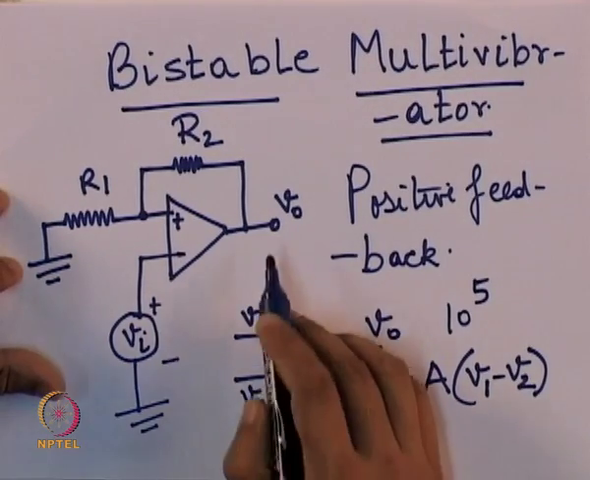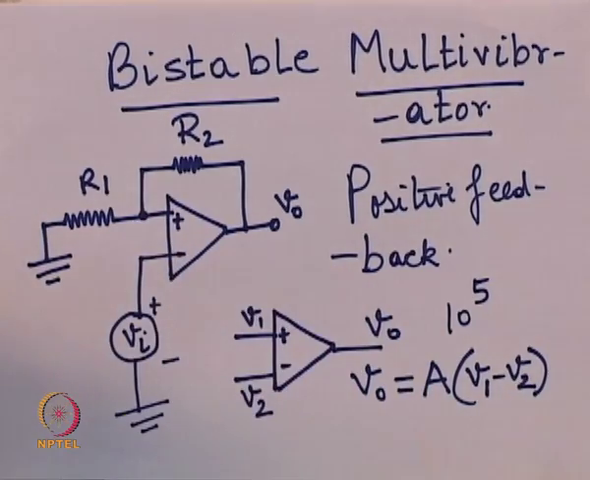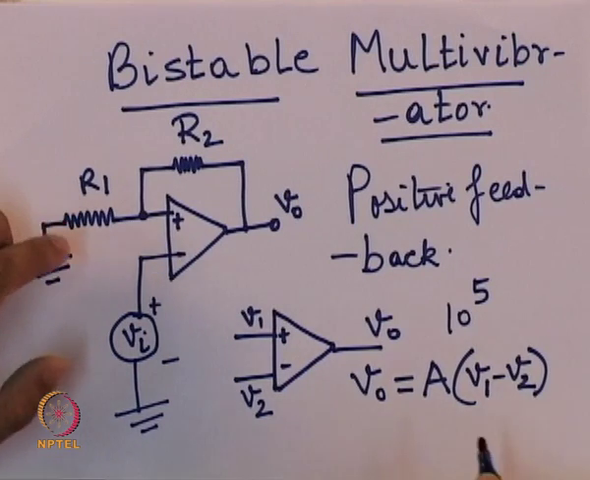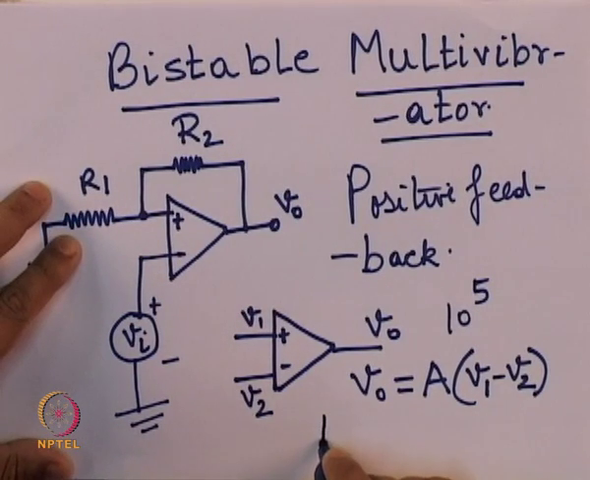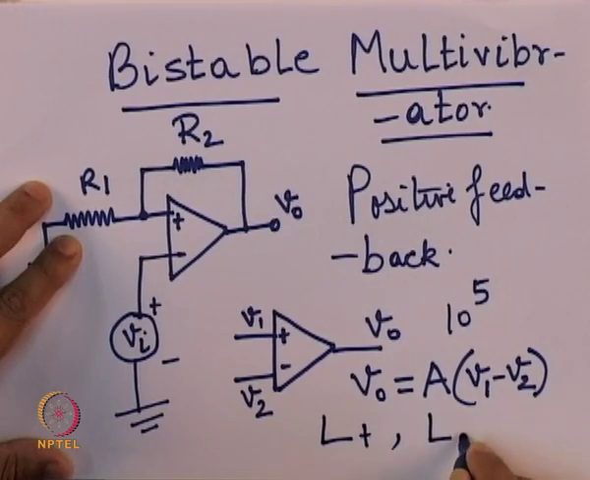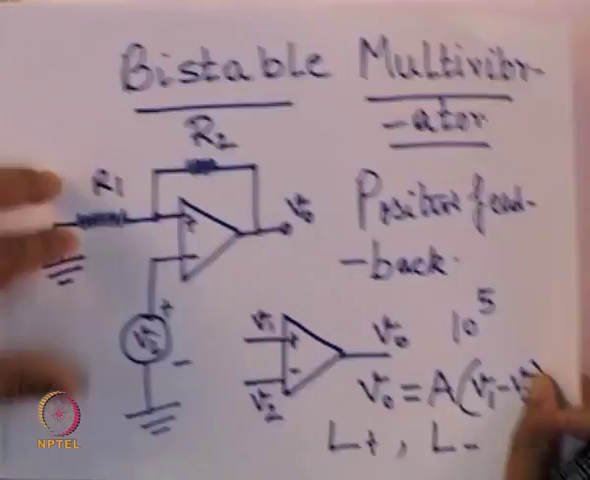Now, on top of this we are applying positive feedback. So, what that means is we want the output voltage to get saturated. So, though the gain of this op amp is quite high, the output voltage will never exceed the saturation voltage. Okay. So, let us call the upper saturation voltage L plus and the lower saturation voltage L minus.